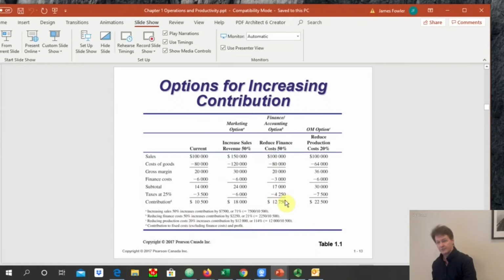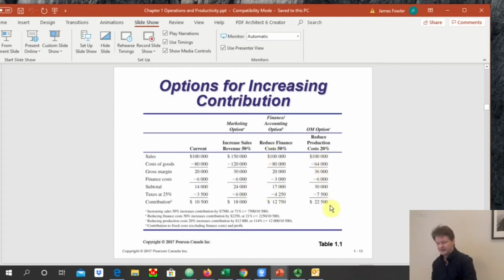Now, the last example is something from operations management where they reduced production costs by just 20%. So now, instead of having $80,000 in cost of goods sold, they've brought that down to $64,000. So as a result, they got $36,000 in gross margin. All these other items remain the same. And let's take a look right down here. This contribution or their profit here is now $22,500. So we've gone from where we currently are at $10,500 all the way up to $22,500. Everything else remained the same. Nothing else changed. Our finance costs and everything remained the same.